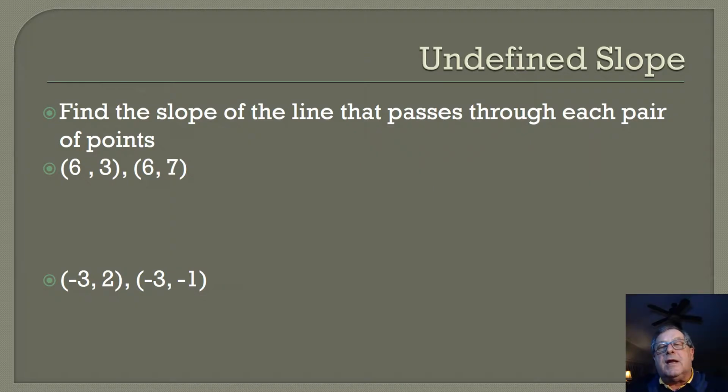Now, in terms of linear equations, if we have an undefined slope, then we have a graph that is a vertical line. It's a vertical line, and therefore it's not a function because it can't pass the vertical line test, but that would give us an undefined slope. So let's proceed here and look at what we've got. It says find the slope of the line that passes through each pair of points.